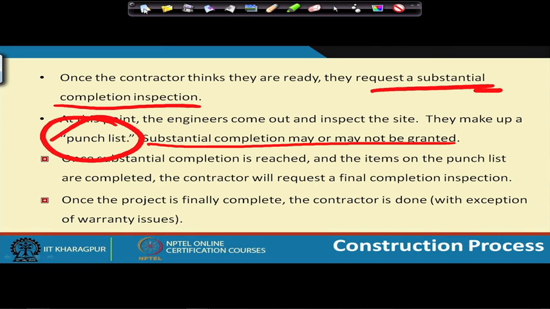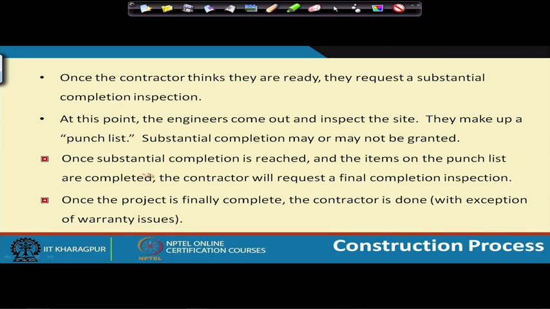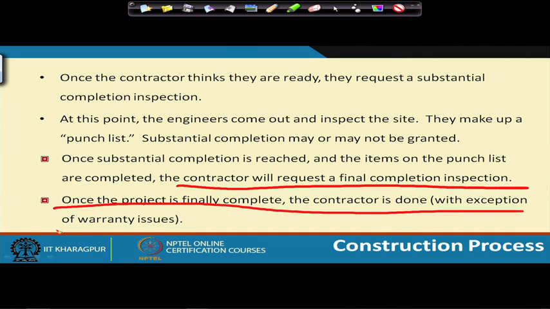Once substantial completion is reached and the items on the punch list are completed, then the contractor will request the final completion inspection. So once they have gone through the punch list, they have addressed all those issues. When the project is finally complete, the contractor is done, with the exception of warranty issues. Usually there will be 6 months, 1 year, 2 years, 3 years, depending on the project. Different projects have different terms, depending on what was in your bid package, what you agreed to as part of the contract.